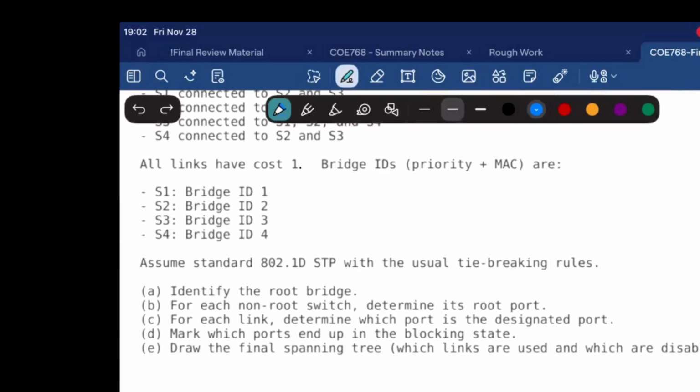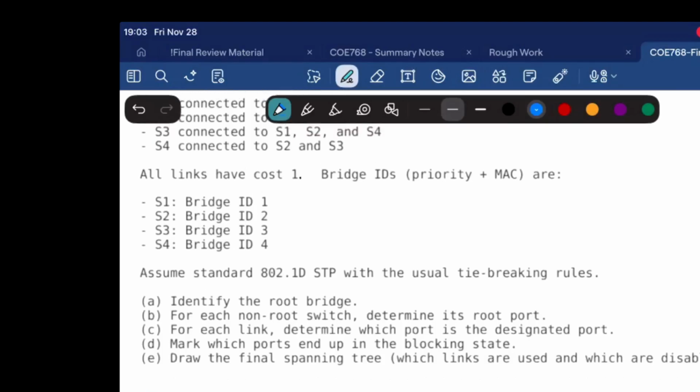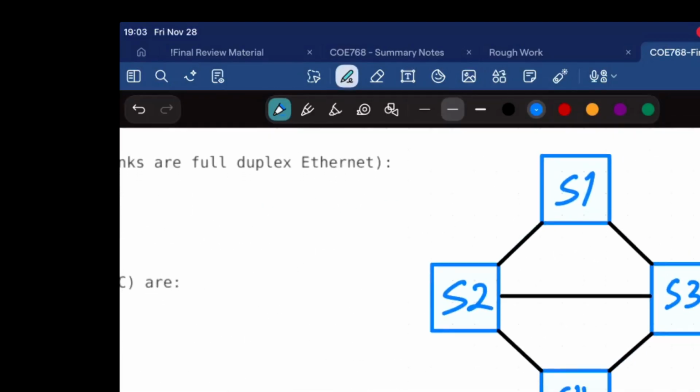Starting off with part A, identify the root bridge. Here we are just going to assume that the MAC addresses will be A for 1, B for 2, C for 3, and D for 4. And when I say the MAC address, all 6 bytes of the MAC address would be assigned the same value. Just to save on time, I'll only write it once, but that's how you can think of it when you go about doing it.